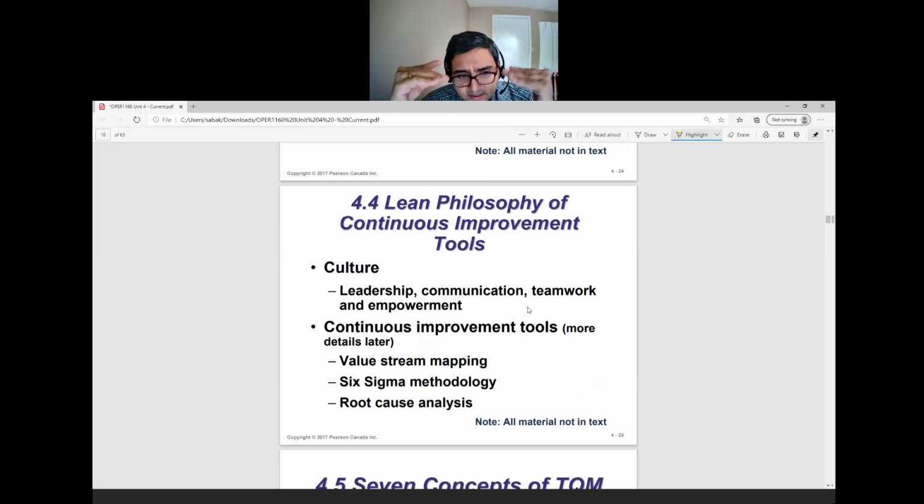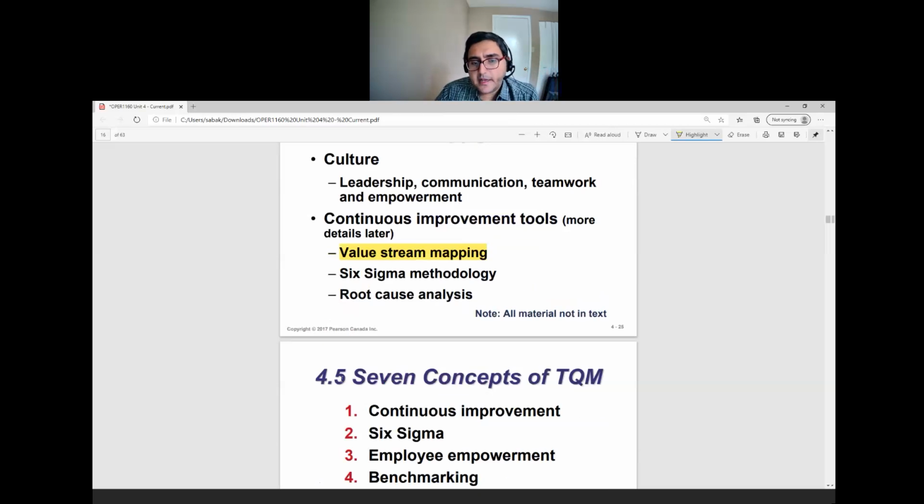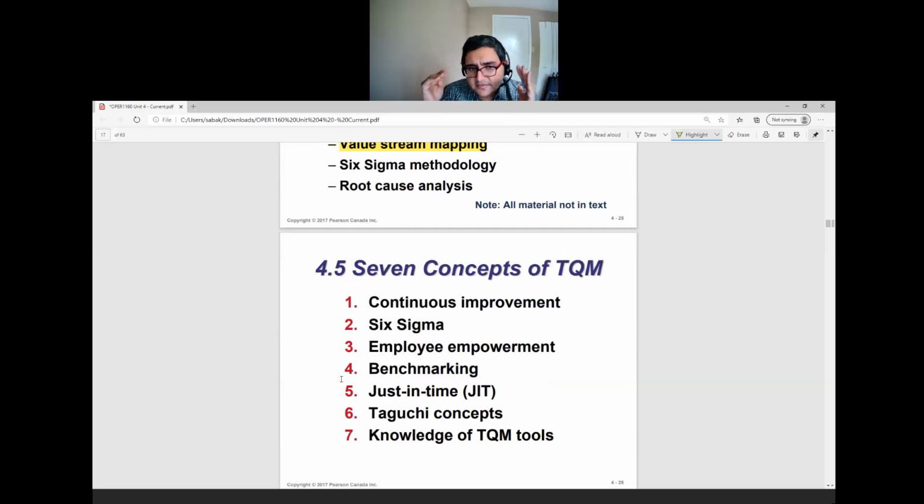Now, in lean philosophy, again, we are not studying these aspects here. We will be discussing some of these tools subsequently, but lean philosophy basically works with some of these things called value stream mapping, Six Sigma methodology, and root cause analysis. These are some of the improvement tools which follow the lean philosophy, which we will be studying subsequently next week. But in this week, we just need to remember what total quality management is and what the meaning of lean philosophy is.